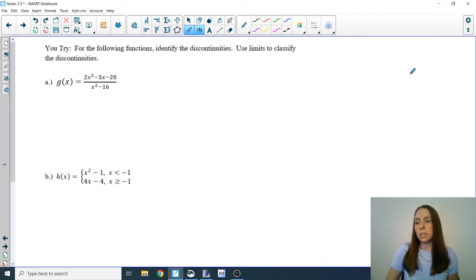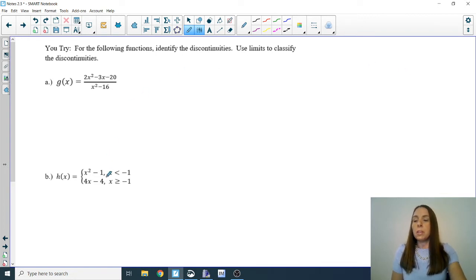In this You Try section, though, I do want to go over part B with you because that's a piecewise defined function. We haven't seen one like that yet in this form. So h of x is a piecewise defined function defined by x squared minus 1 for all x less than -1, and then it changes to the function 4x minus 4 for all x greater than or equal to -1.